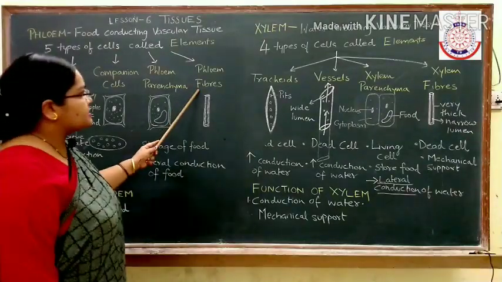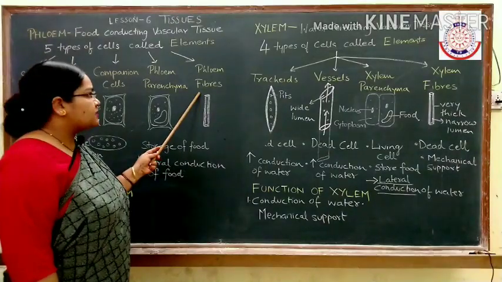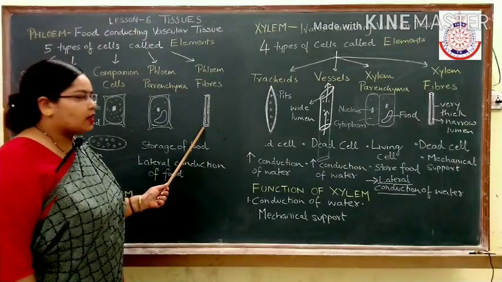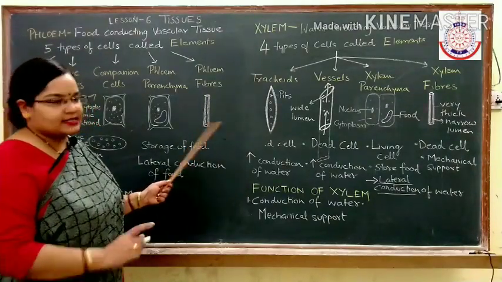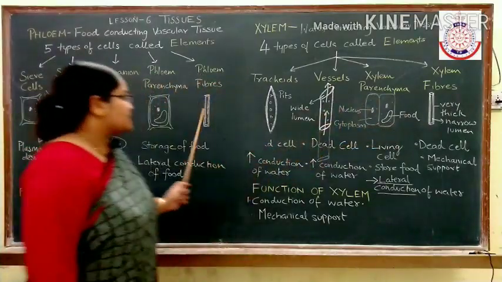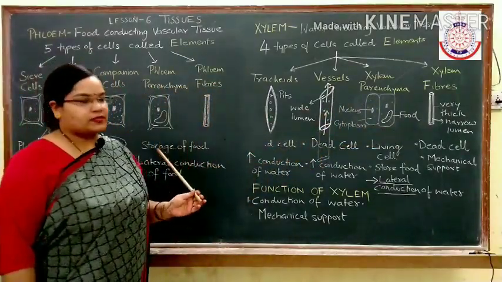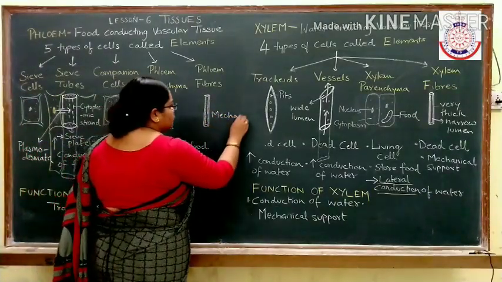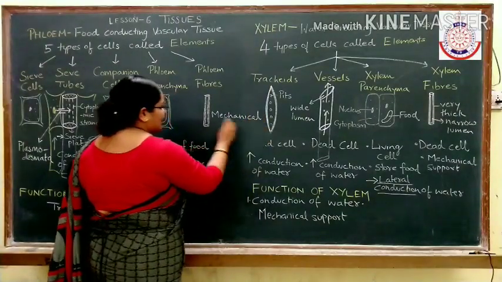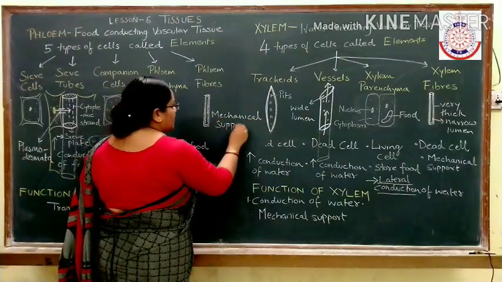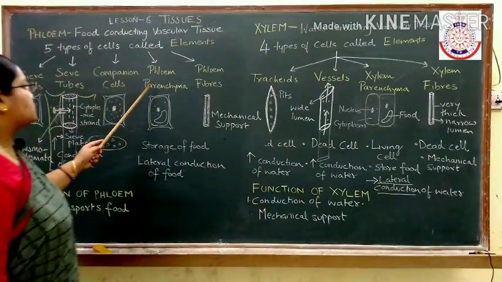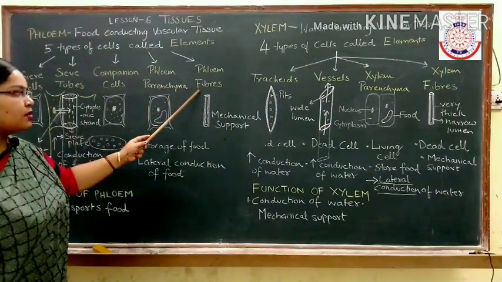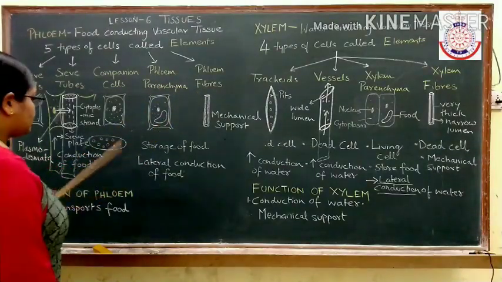Now the last element is phloem fibers. Phloem fibers are made up of dead cells. It means their cell wall is very thick and a very narrow lumen is present, like xylem fibers. What is their main function? Similar to xylem fibers, they provide mechanical support to the phloem. It mainly provides mechanical support to the other elements of the phloem. So to all these elements, mechanical support is provided by phloem fibers. I hope it is clear to everyone.